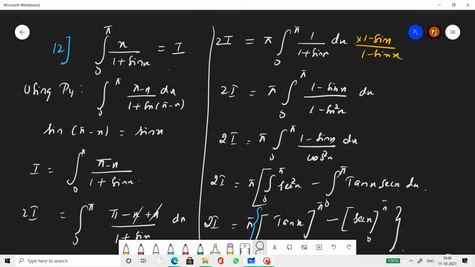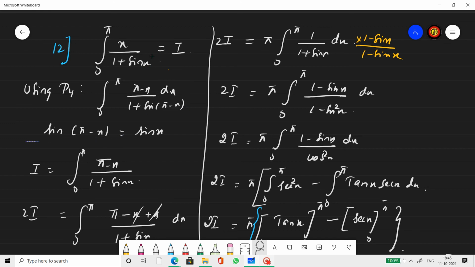12th question, integration 0 to pi, (x plus 1) x by 1 plus sin x. I consider that as I. Use property 5, property 4. Property 4 will get you x as pi minus x. Denominator sin x will also become sin(pi minus x).